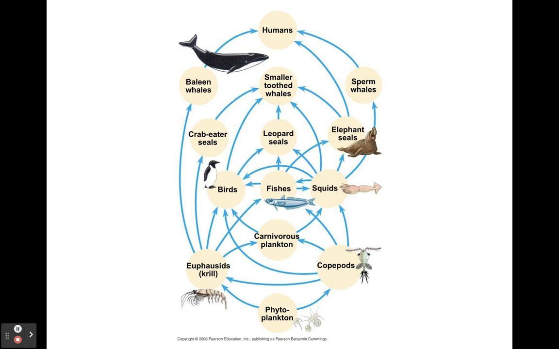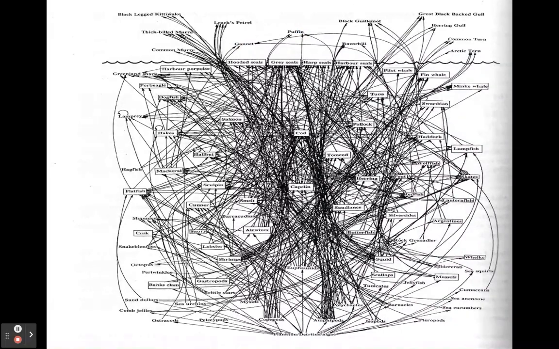Now, this is actually probably a vast oversimplification of this particular food web. Another more accurate food web would be something like this, where you have many species shown, many feeding relationships shown, to the point that it's almost hard to make any sense of it because there's so much information here.